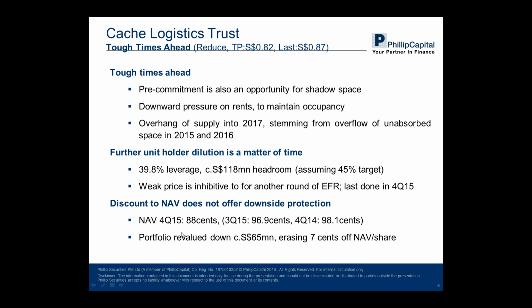So if you look at this bullet point here, fourth quarter NAV ended at 88 cents. If you compare a year ago, that was 98 cents. And just one quarter ago, in the third quarter, it was 96.9 cents. So if you look at this 65 million revaluation downwards and divide by the number of units, it effectively erased 7 cents of NAV per share, just overnight like that.